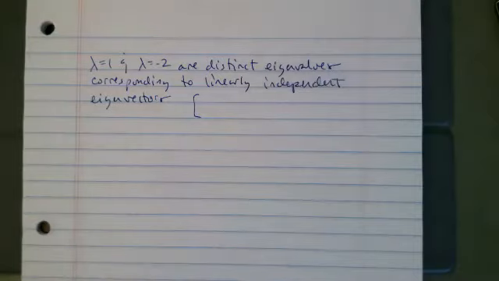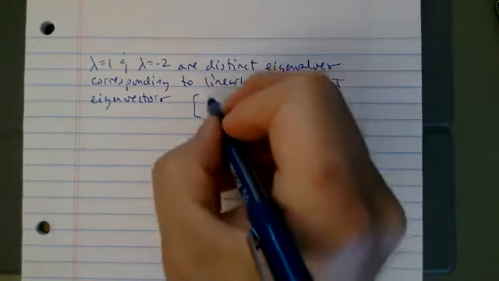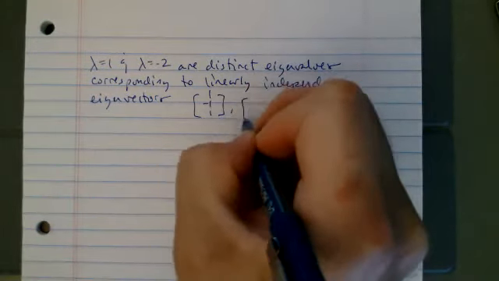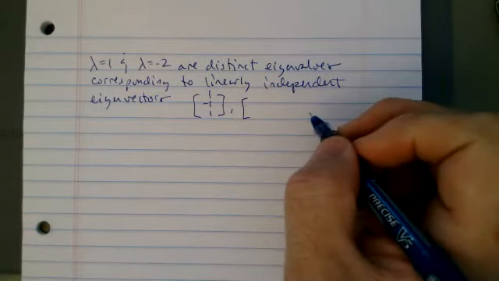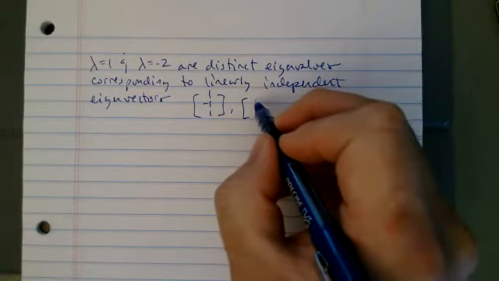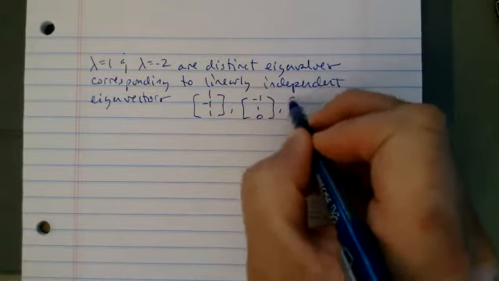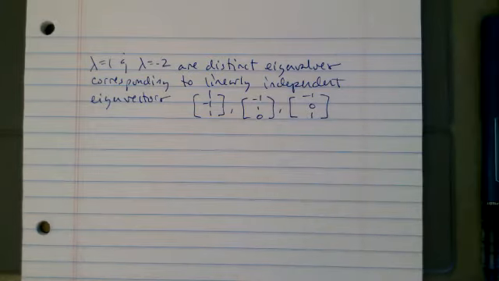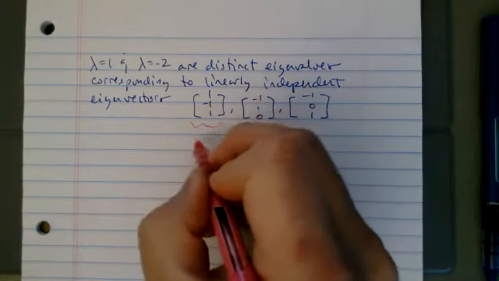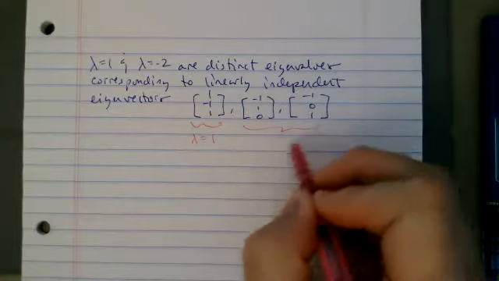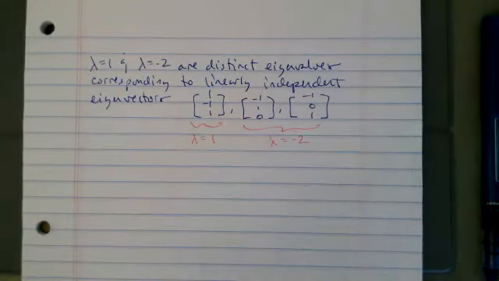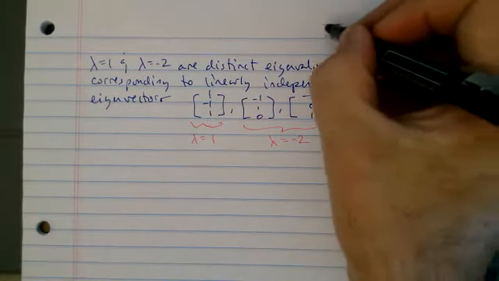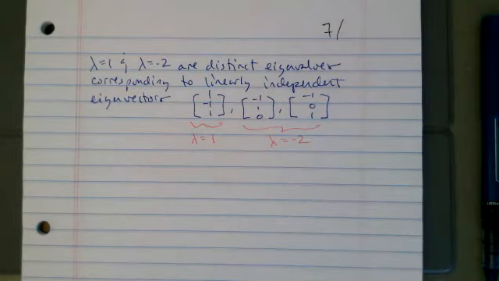For lambda equals 1, we got the vector 1, -1, 1. And for lambda equals -2, we got 2 linearly independent eigenvectors: -1, 1, 0, and -1, 0, 1. This first one is for lambda equals 1, and these second two are for lambda equals -2. Distinct eigenvalues correspond to linearly independent eigenvectors.